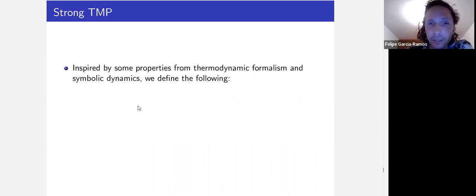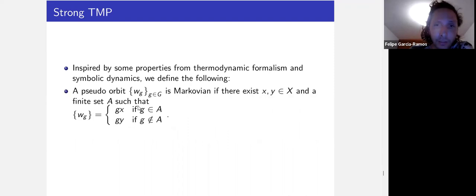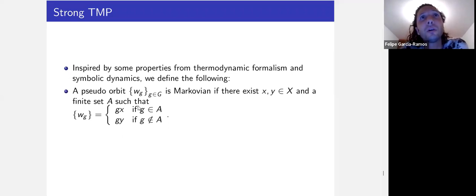So we defined what is called a Markovian pseudo-orbit, and these Markovian pseudo-orbits also appear when you study supports of some equilibrium measures.